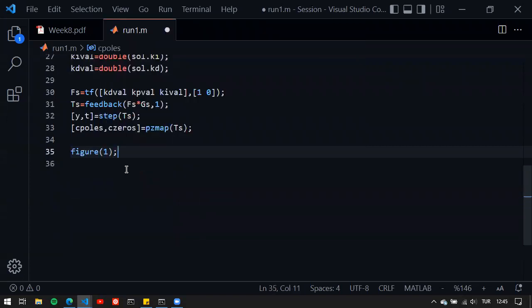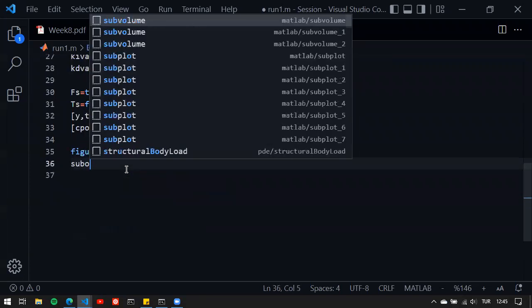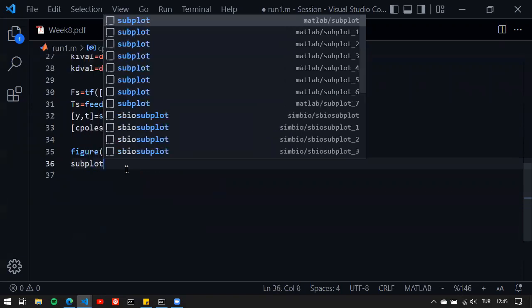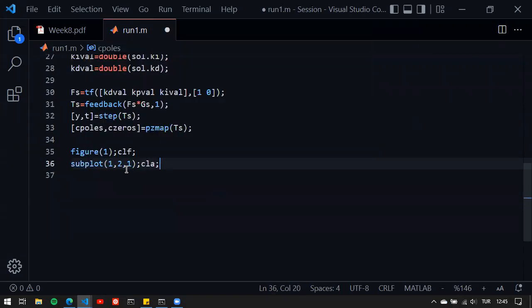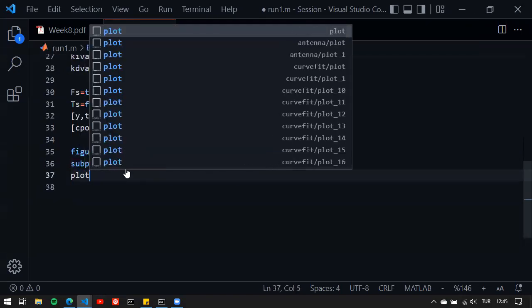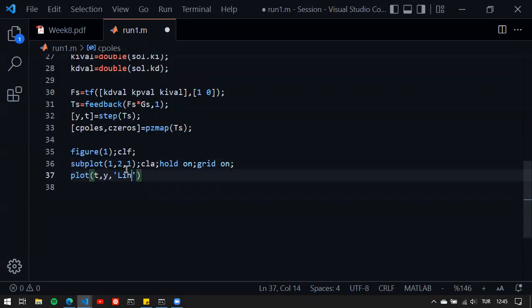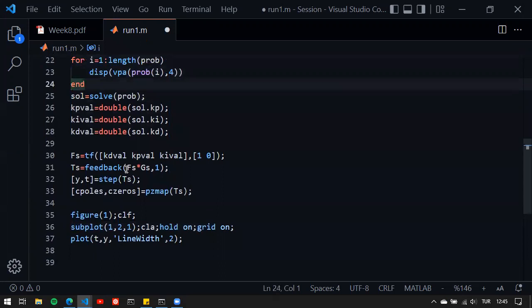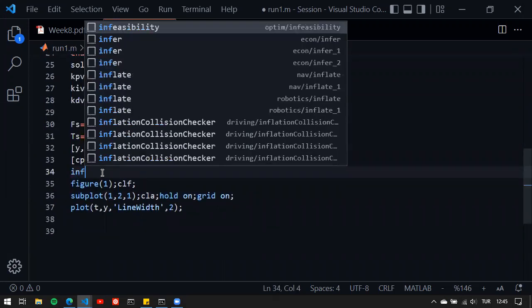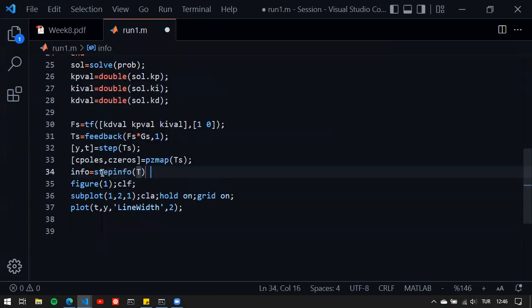So let's define the figure, subplot. Let's have them side by side. Let's plot the step response here. And let's also get the step info here in order to show the settling time. Info equals stepinfo. Yes.